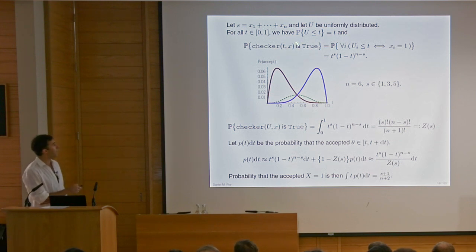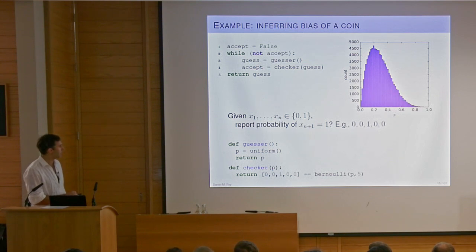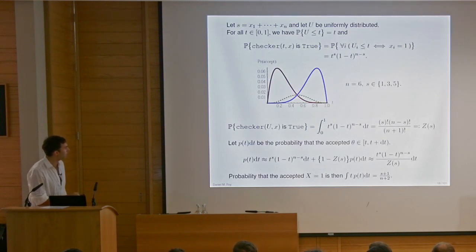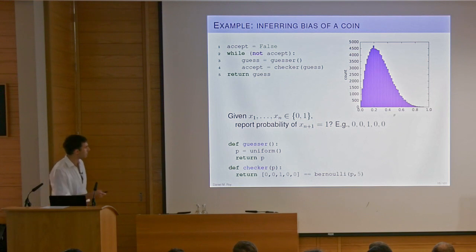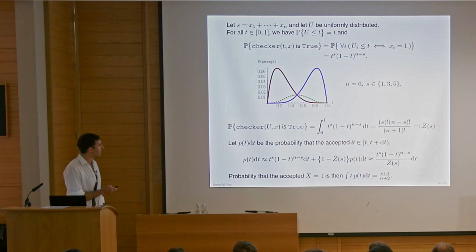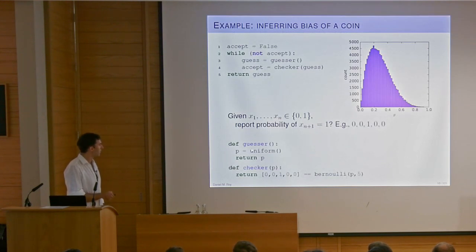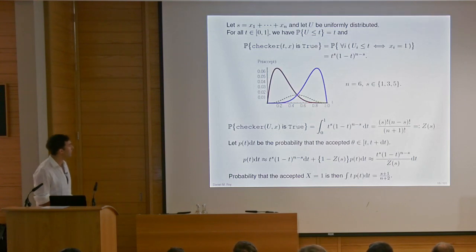All right, so checker, if I handed a pair T and X, now why am I looking at T's and X's? I see, these don't exactly agree with each other. So the computation here is doing something slightly differently. It is going to return a pair of P and Bernoulli P. And then the question would be, given X1 through Xn, predict Xn plus 1.